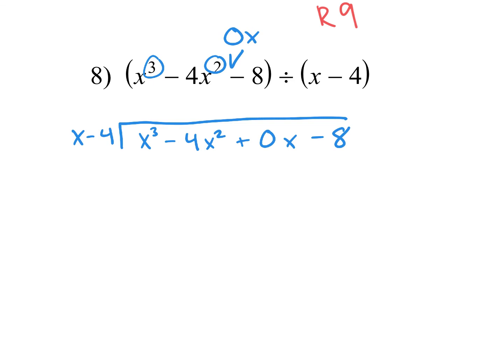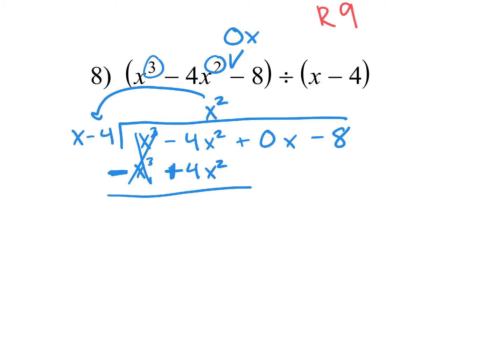All right, so now we divide. What's x to the third power divided by x? x squared. So that goes on top. Next I multiply. So x squared times x is x to the third power, and x squared times negative 4 is negative 4x squared. So we change the signs and combine. The x cubes cancel. What's negative 4x squared plus 4x squared? 0x squared.